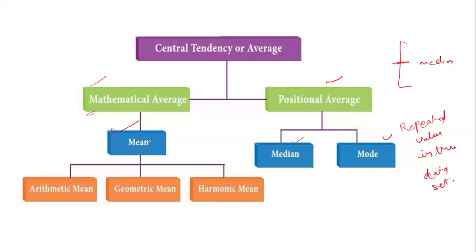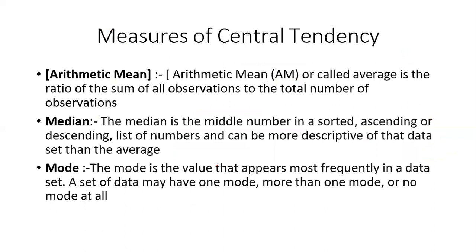Further, the mean is divided into three categories. We calculate the mean in the way of the arithmetic mean, geometric mean, and the harmonic mean. So we will see them one by one, starting with the arithmetic mean.